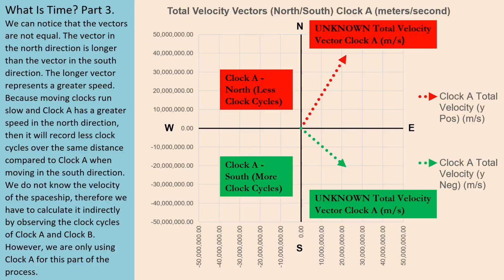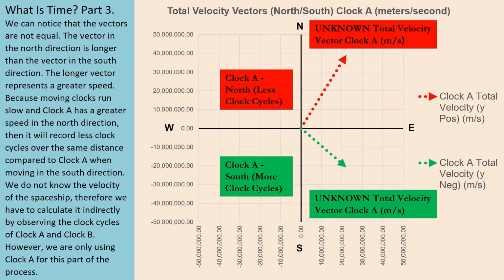We can notice that the vectors are not equal. The vector in the north direction is longer than the vector in the south direction. The longer vector represents a greater speed. Because moving clocks run slow, and clock A has a greater speed in the north direction, then it will record less clock cycles over the same distance compared to clock A when moving in the south direction.